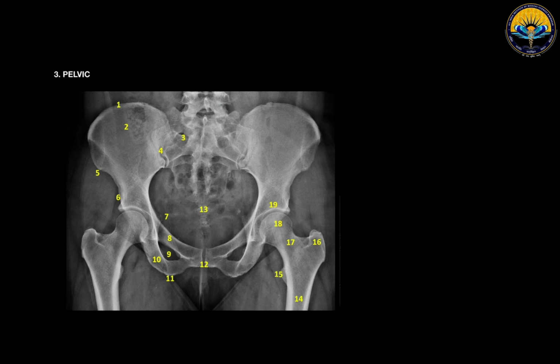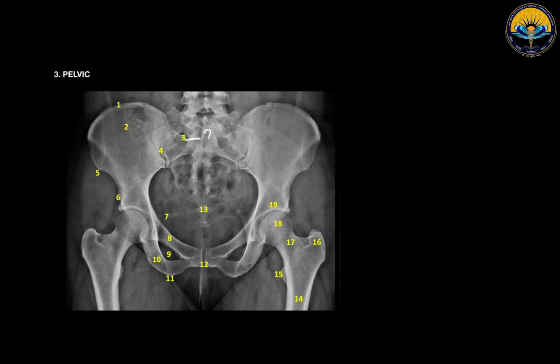So let's talk about it. Here we can see that the first number is given to the iliac crest, right? Number two is the ilium, right? This one, that is the third one, you find it out.